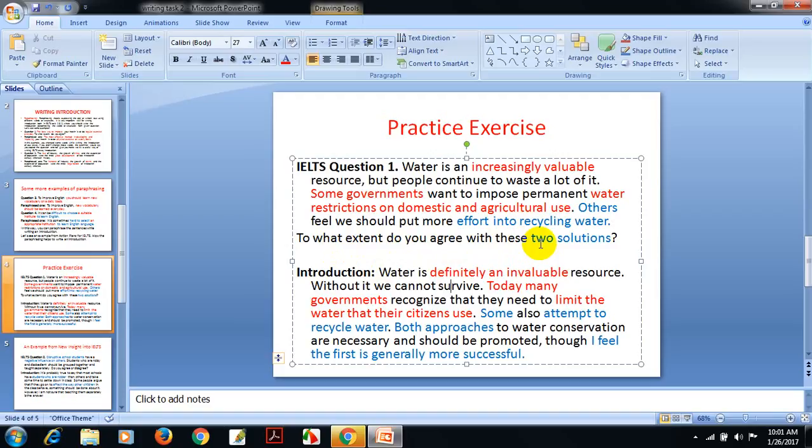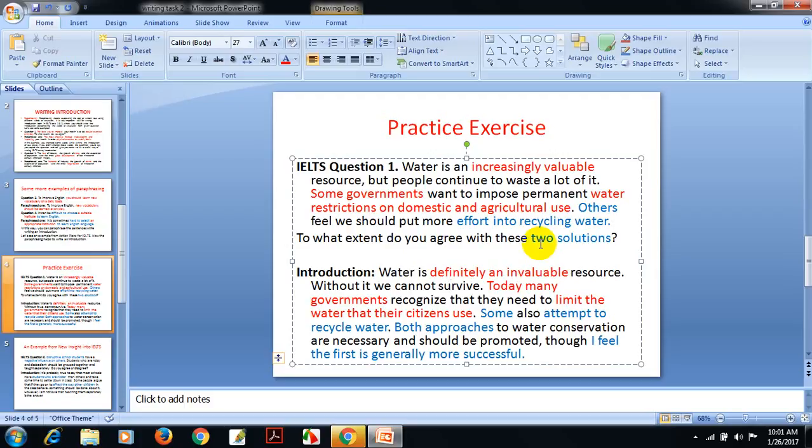Okay, in the question you have to see what is fact and what is opinion. The fact is here: the use of water is increasing day by day.